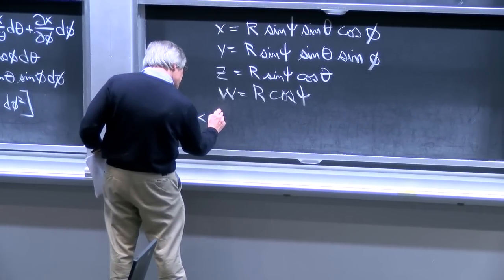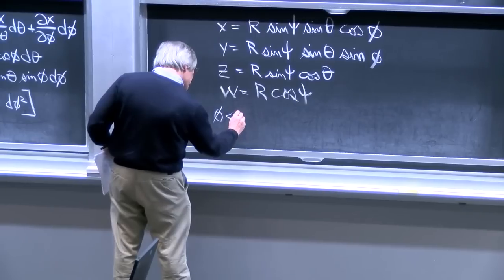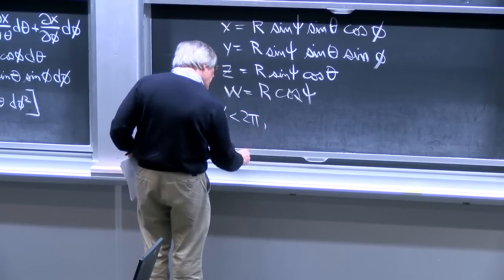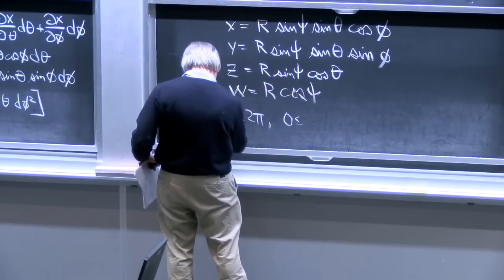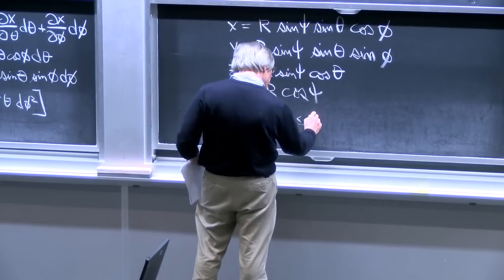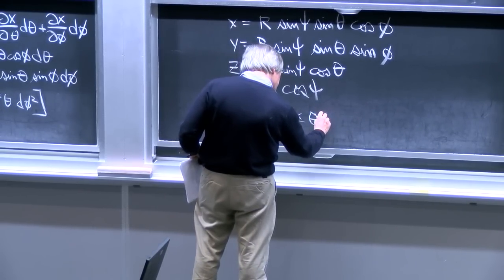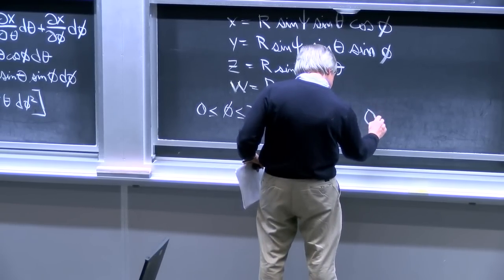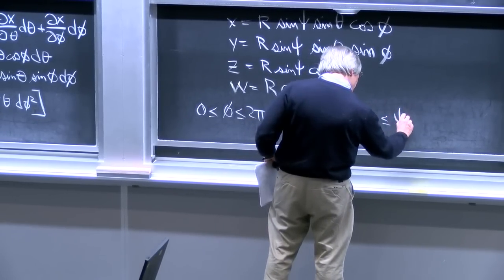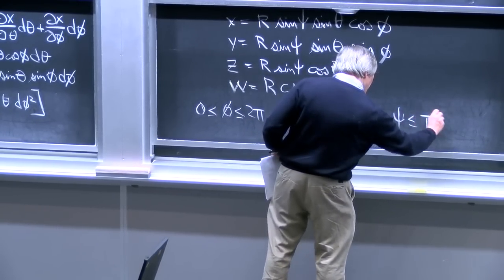So 0 is less than phi is less than 2 pi. But these should be less than or equal to's. 0 is less than or equal to theta is less than or equal to pi. And 0 is less than or equal to psi is less than or equal to pi.